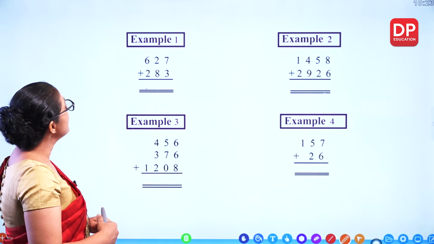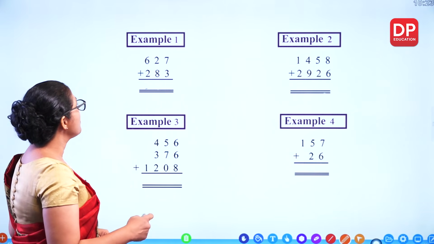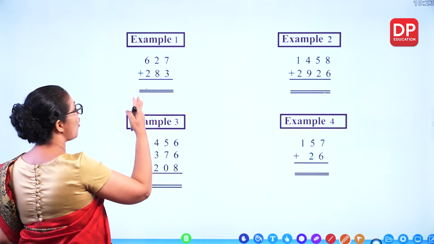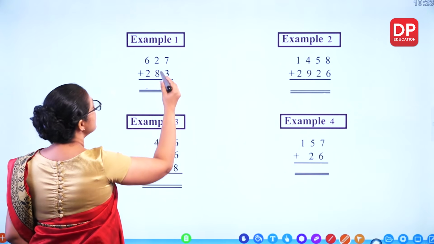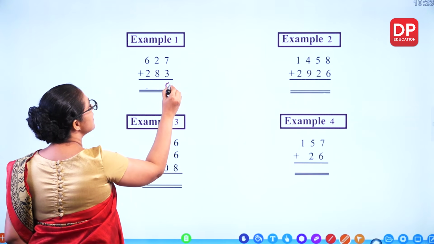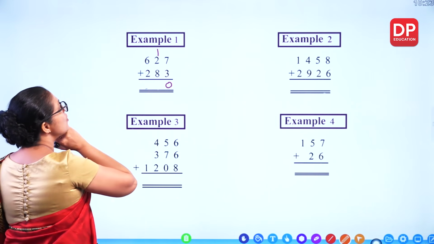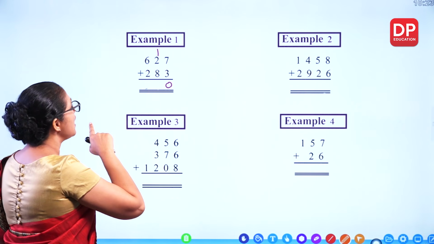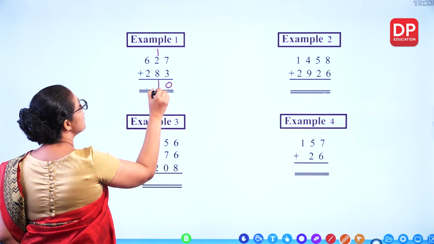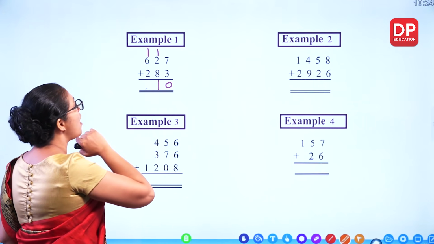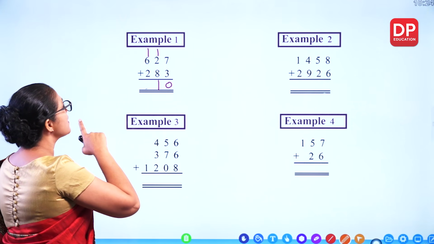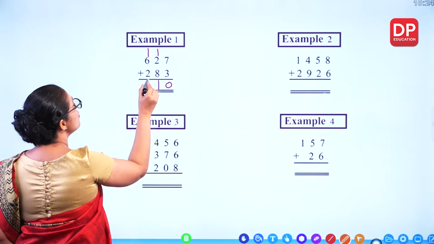Now we'll look at examples and exercises in your textbook. Example number 1, just add the two numbers. So what we do, we write in a column and add it. 7 plus 3, 10. So 1, you take it to 10th place. 8 plus 2, 10. 10 plus 1, 11. 1, you take it to 100th place. 6 plus 1, 7. 7 plus 2, 9.